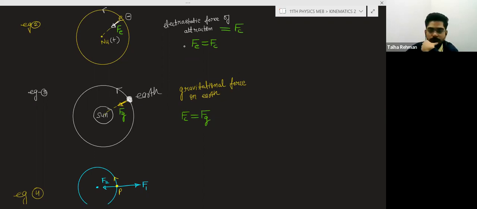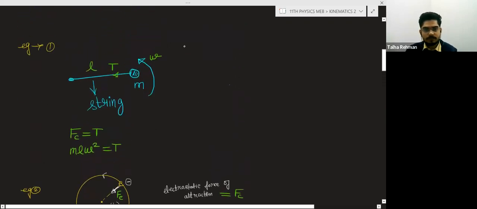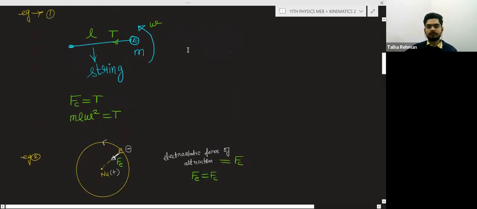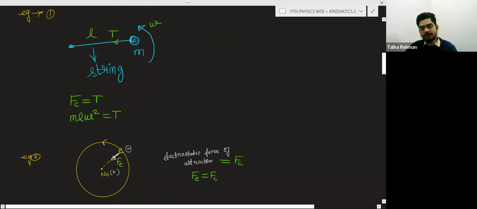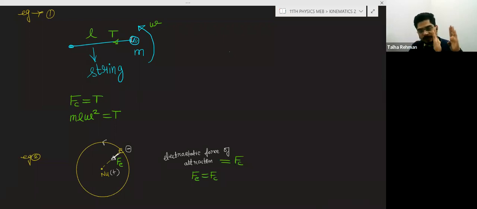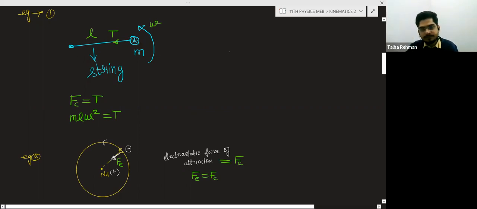Can you scroll up? Okay. So you have to focus on the body which is performing the circular motion. Here this mass is performing the circular motion, so you have to observe this mass. You can observe the string also, but that is not the case here. We have to analyze the motion of the mass, not of the string.